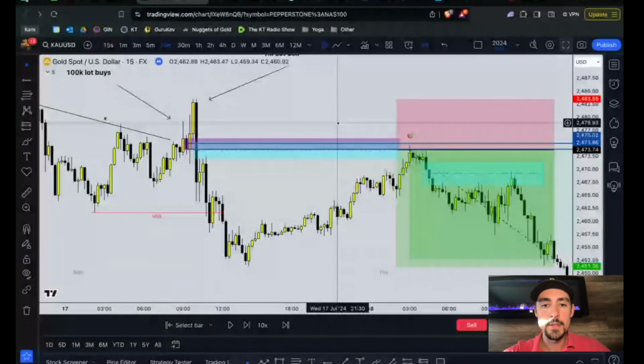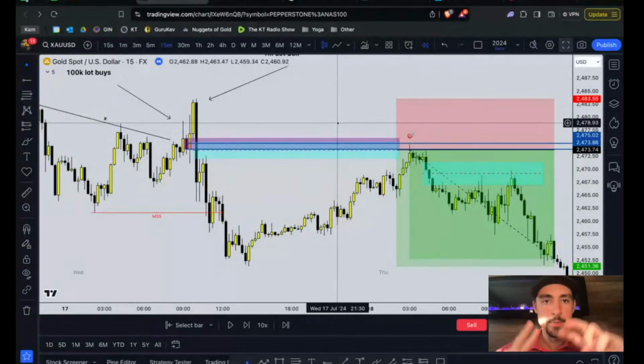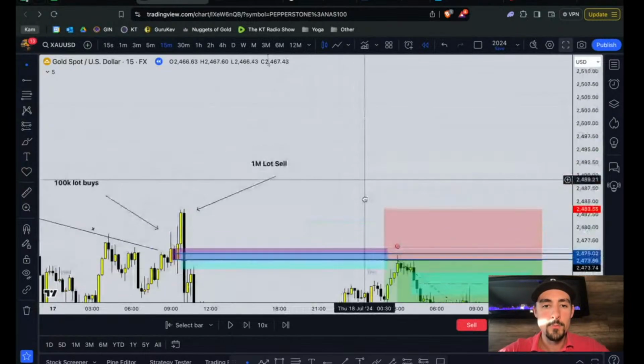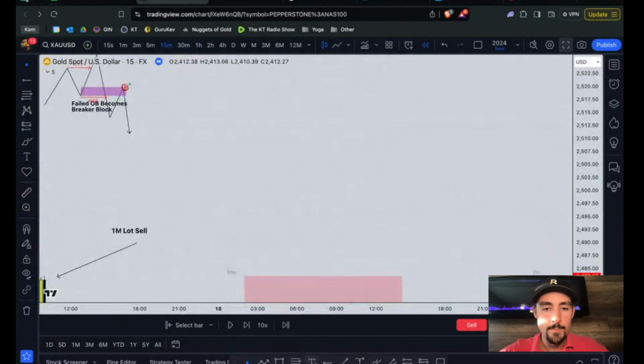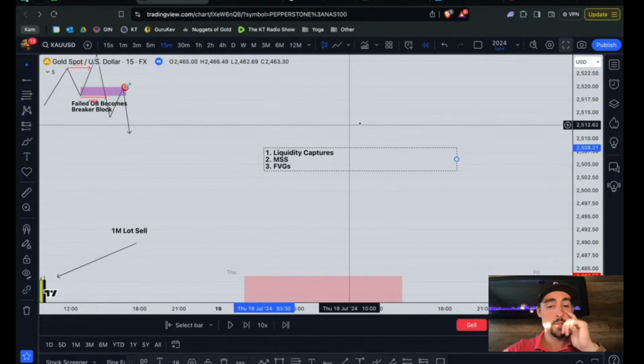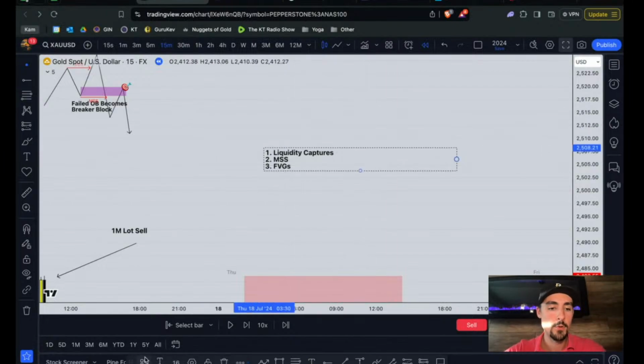So here's a couple of things to consider in regards to any order block, breaker block, or mitigation block plays. You want to look for these key things. Ideally, because sometimes there isn't with an order block, you want to see liquidity captures. You want to see market structure shifts, and you want to see fair value gaps. These are three things, and we're going to be talking about this more on Wednesday.